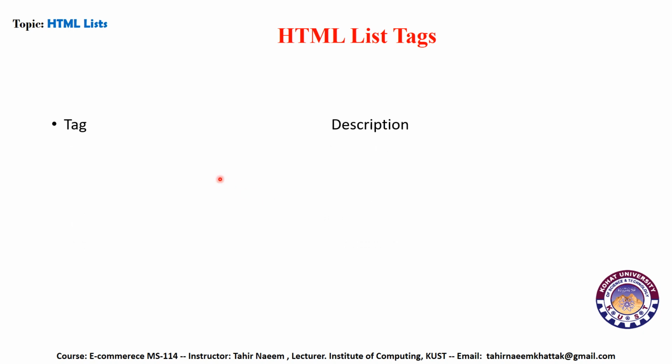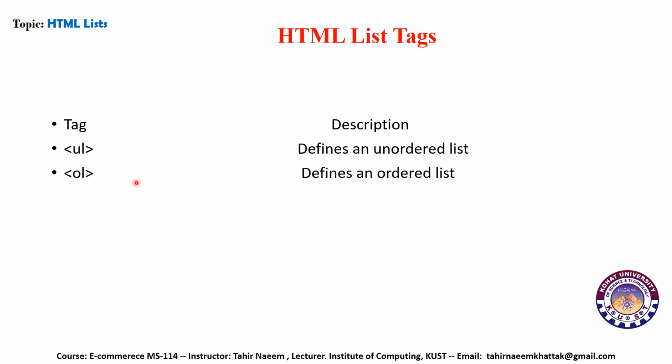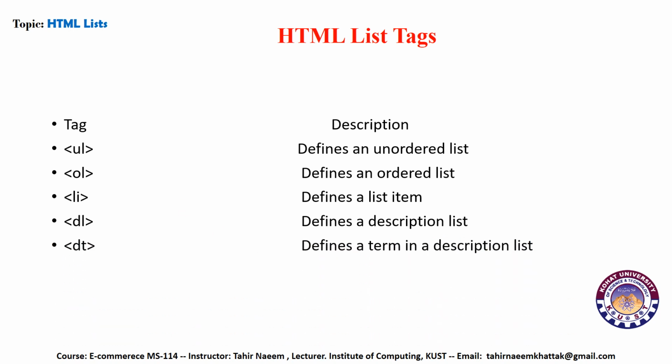So HTML list tags. Let's revise what tags are used in HTML lists. First of all, UL defines an unordered list. OL defines an ordered list. LI defines a list item. DL defines a description list. DT defines a term in a description list. DD describes the term in the description list.